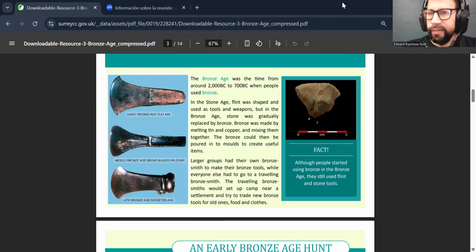So, as you can see, my dear students, the Bronze Age brought us a new way of living. The early hunter-gatherers of the Neolithic period were now shifting into the new lifestyle of agriculture and farming, which occurred during the Bronze Age. But we'll be taking a look at that a little bit later on in this unit.